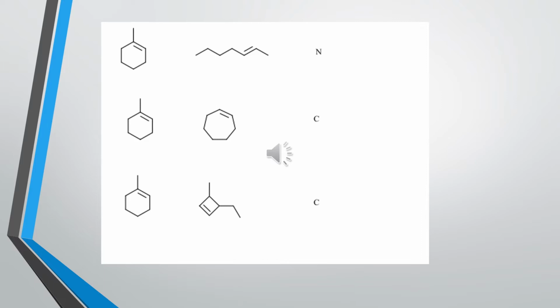Okay, what about the middle pair? The middle pair are constitutional isomers. They have the same molecular formula, right, which we said was C6H12, but different connectivity. You've got to make and break bonds to different atoms to interconvert those 2 structures. Constitutional isomers. The same is true of the bottom pair. Same molecular formula, but you have to make and break bonds to different atoms to interconvert those 2 structures. Constitutional isomers.